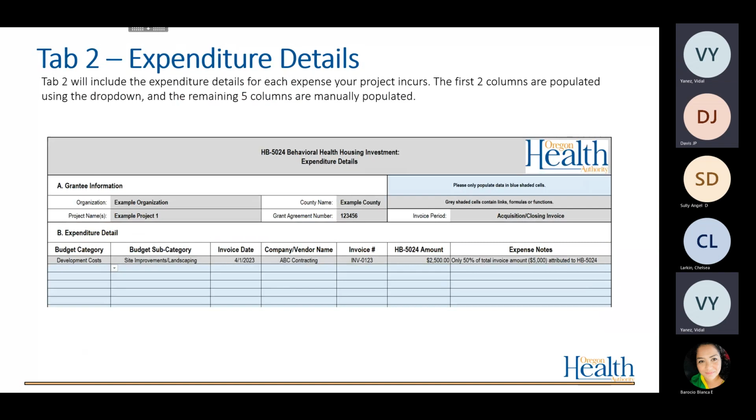the expense notes. We understand that some organizations may have funding from different sources, so we do ask that you provide the amount of the expense that will be coded to the 5024 grant program. And then in the expense notes, if that total amount is different than the amount you're claiming for 5024, we ask that you provide that detail in there as well. And then we do ask that you provide supporting documentation for each of these expense line items as well within your invoice form submission package.